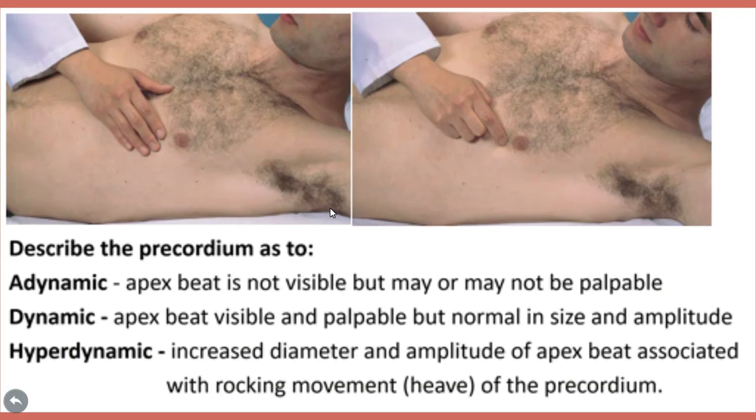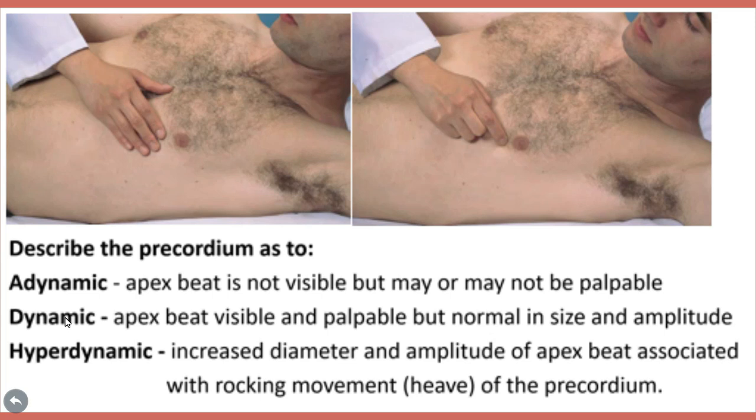So for the description of the precordium, you palpate with your hand and then localize it. Initially, you have to see and palpate. If the apex beat is not visible but may or may not be palpable, this is described as an adynamic precordium. If the apex beat is visible and palpable but normal in size and amplitude, that is a normodynamic precordium. If there is increased diameter and amplitude of the apex beat, associated with a rocking movement or heave of the precordium, this is already considered hyperdynamic.